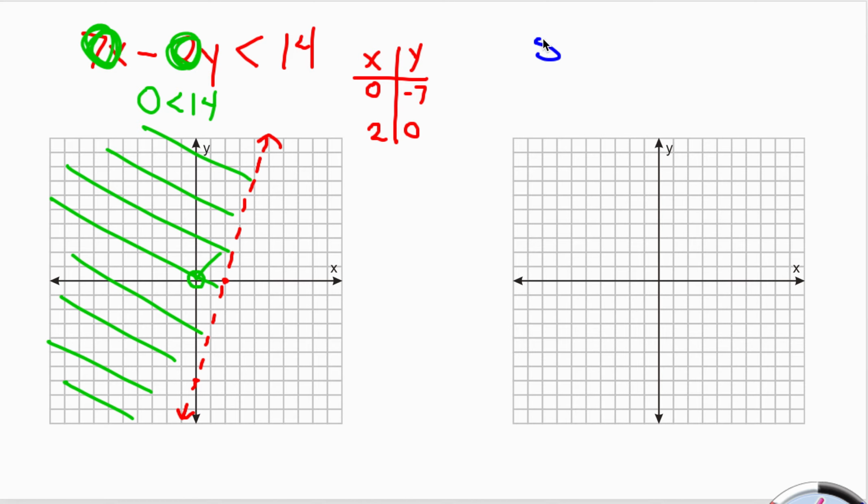One more. 5x plus 2 equals 7. Okay, what do you recognize about this, or what do you notice? Special, right? It only has an x, not an x and a y. And I don't want equal. I want less than or equal. Okay, solve for x.